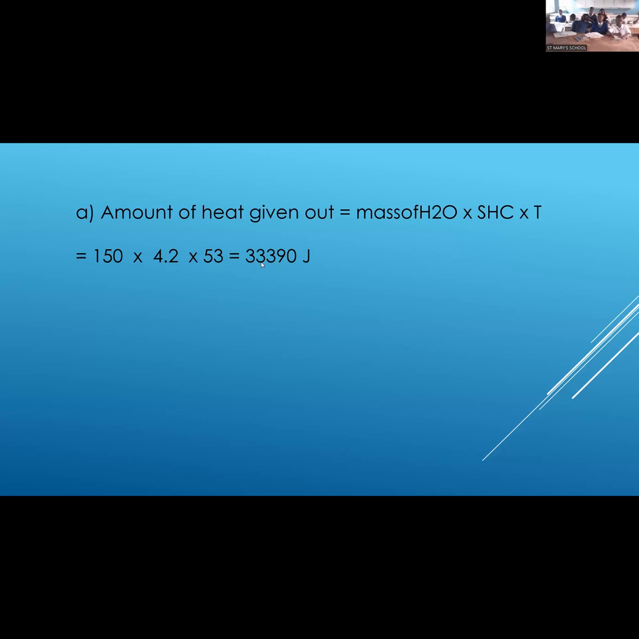Easy. 33390. I could turn it now into kilojoules, or I could leave it till the end. The moles are also easy because they've given me the mass. I just divide it by the RAM or the RMM of the chemical. 1.3 divided by 46, 0.028.